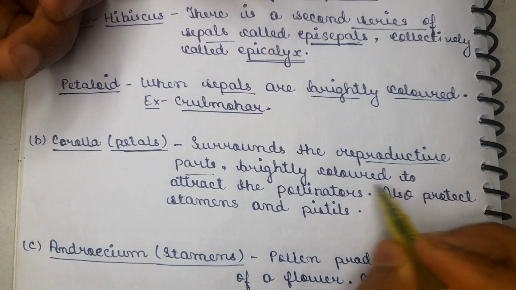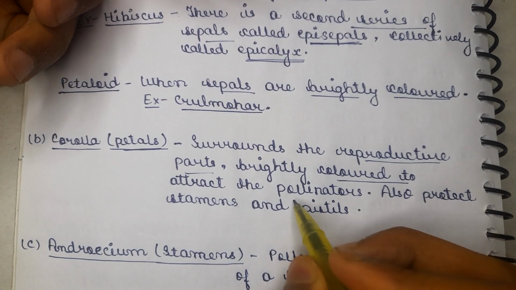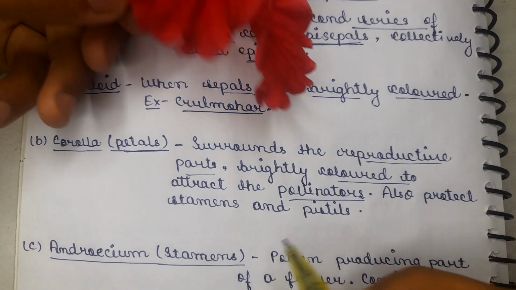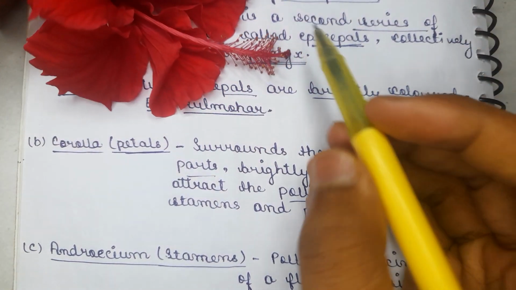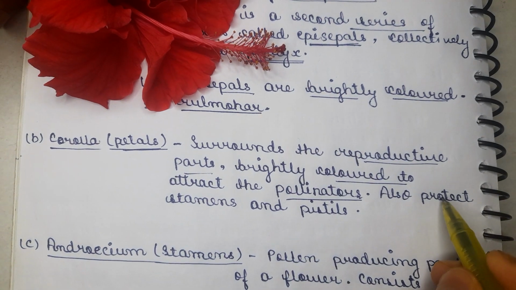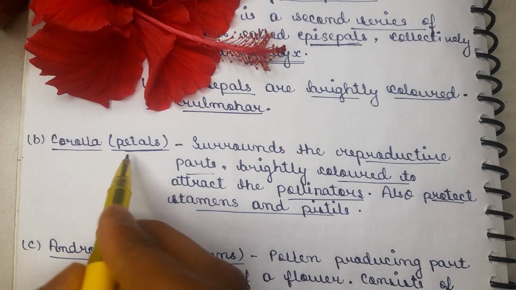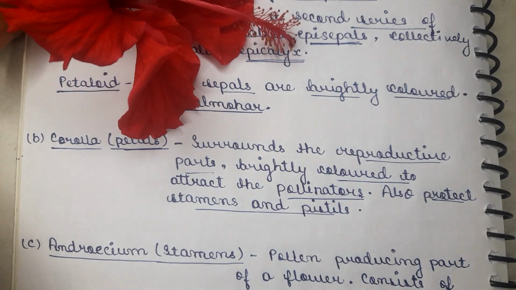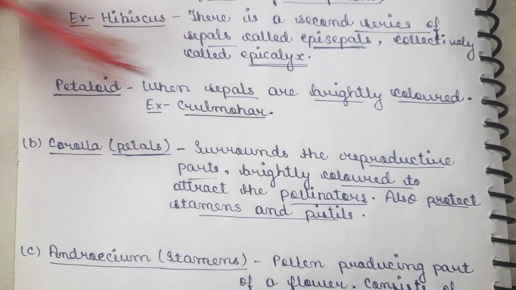And it also attracts the pollinators, that means it attracts insects to come and sit upon the pollen sac that is present at the base of the anther, and also protects the stamen and the pistil. These petals also protect the stamen and the pistil, which is the female reproductive part of the flower.